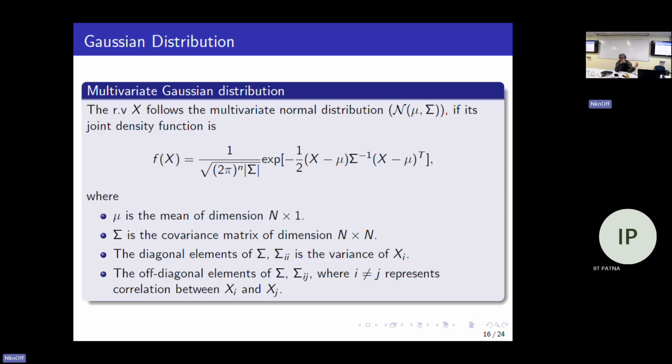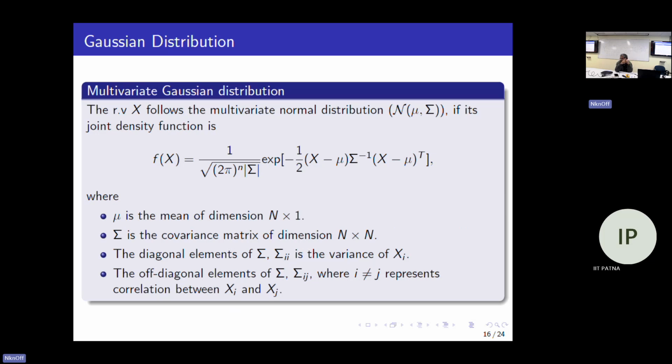Correlated means if some random variable x1 increases and x2 will increase or decrease, there is a correlation. So in that case, you see, what is this? Sigma is a very important thing. So sigma, what are the properties of sigma?